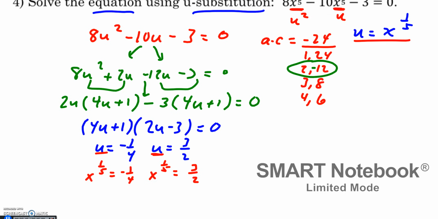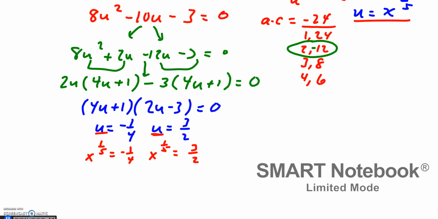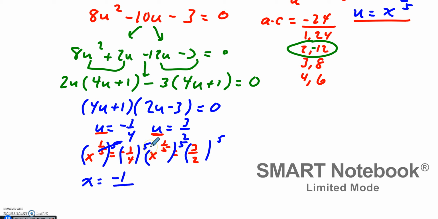So if I would like to solve for x, the fastest way to do that, the reciprocal of 1 over 5 is 5 over 1. So you could raise both of these to the 5th power. So here they would cancel, and you would get x equals, because they're inverses, negative 1/4 to the 5th. So negative 1 to the 5th is negative 1, and 4 to the 5th, or 4 times itself 5 times, is 1024. So there's one answer.